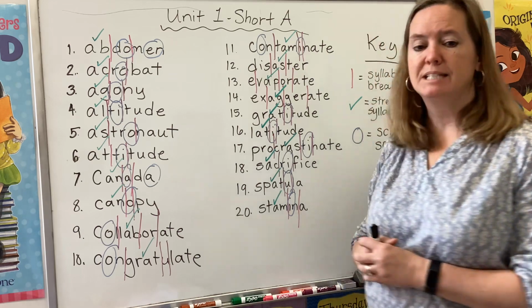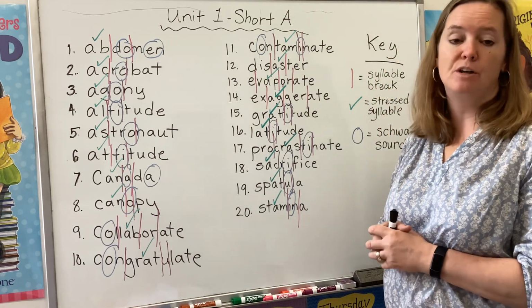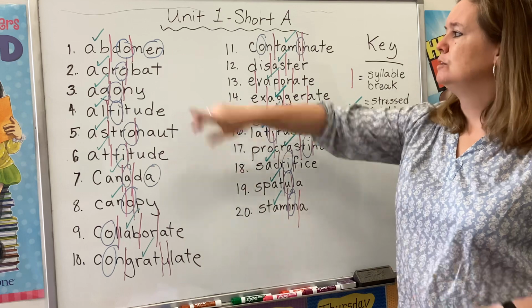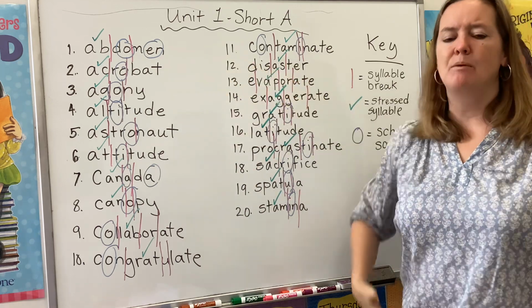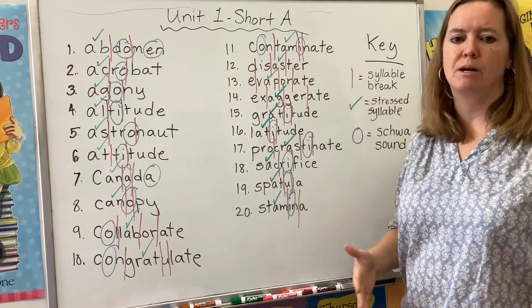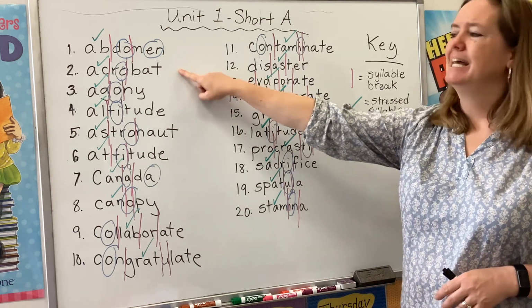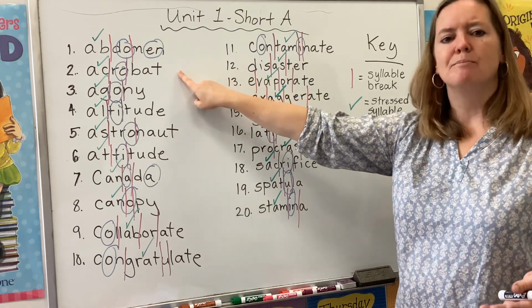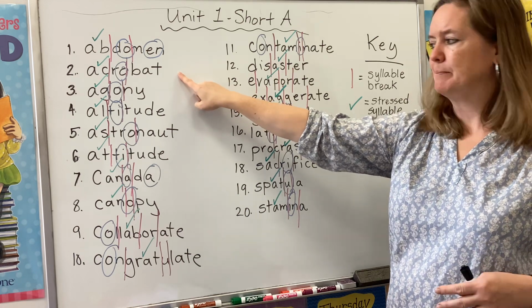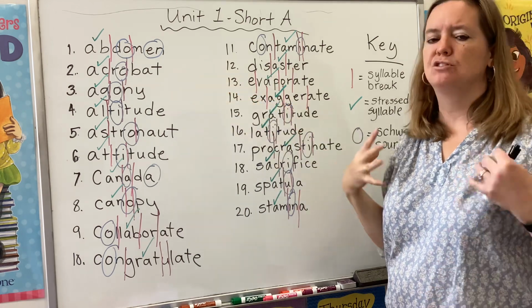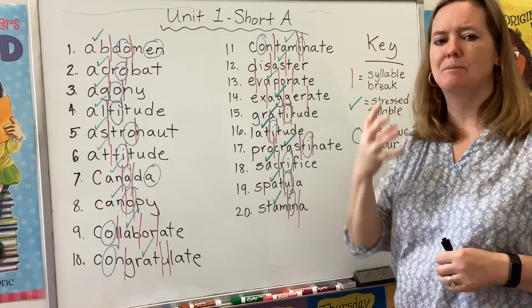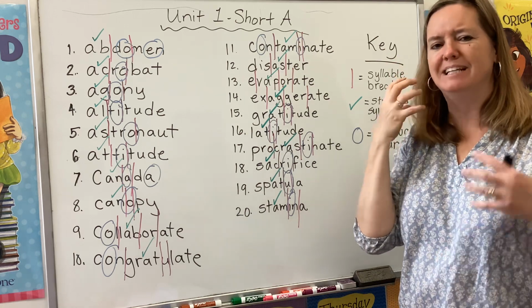Before I let you go, let's take a couple minutes, make sure we know what all of our words mean. So your abdomen, that would be your stomach area, right? You might go to the doctor if you have a pain in your abdomen. An acrobat, kind of like a gymnast, somebody that does cool flips. Agony, extreme pain, right? Sometimes when you have a toothache, you are in agony.